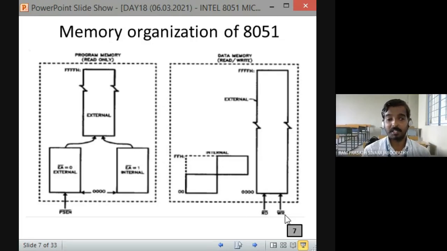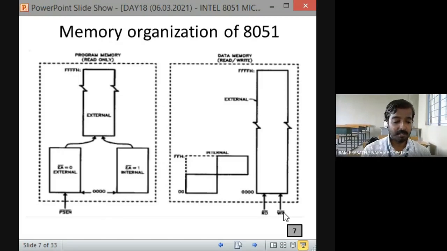When you use the MOVX instruction to read data from external RAM to the accumulator, the RD bar signal will be activated. When we are writing data to the external RAM memory, the WR bar signal is used. Is it clear to all of you?